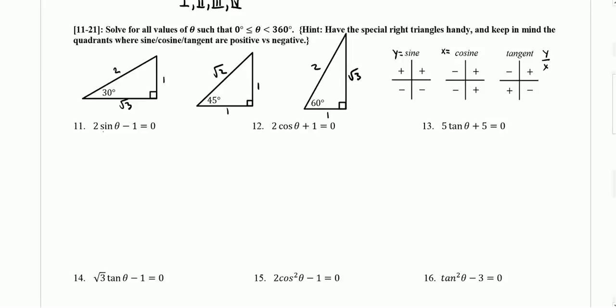What we're going to do first is solve for the sine of theta. So here, I'm going to add 1 to both sides, and I get 2 sine of theta is equal to 1, and then divide by 2. So sine of theta is 1/2.